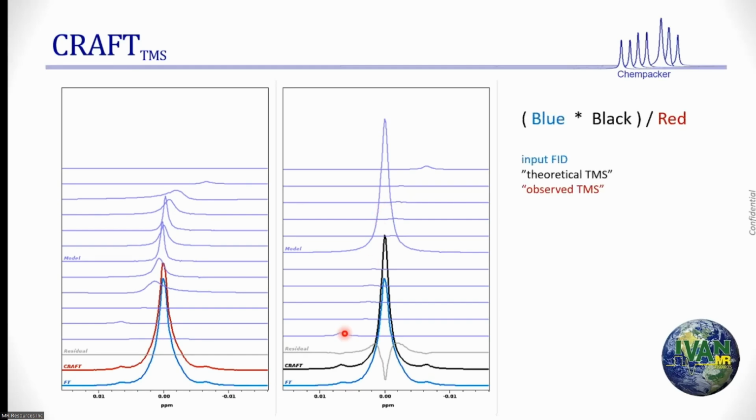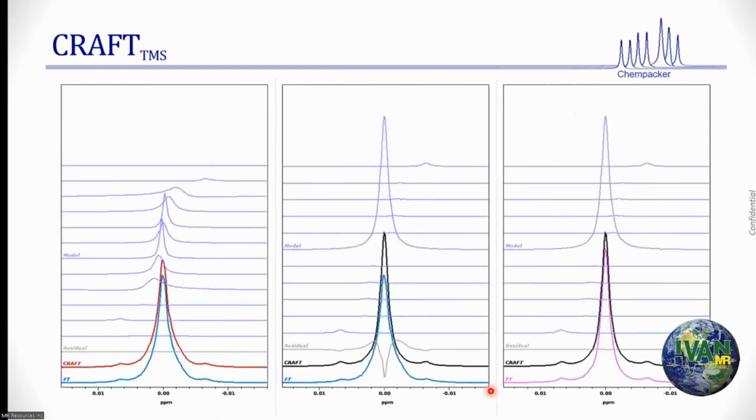So the blue one is the observed input FID. The black one here is a theoretical TMS. The red one is the observed TMS in mathematical fashion. So if I take the blue times black over red, I will get the pink.